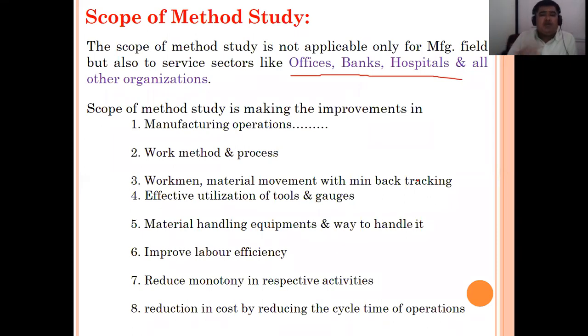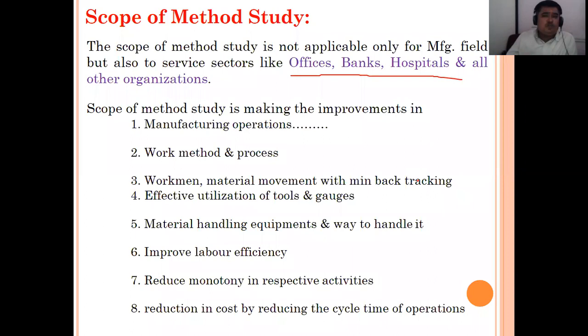If you are going to offices, different offices are there, corporate offices, government offices. Whatever their sitting arrangement is, whatever their counters are, they are in a particular manner, in a particular method.